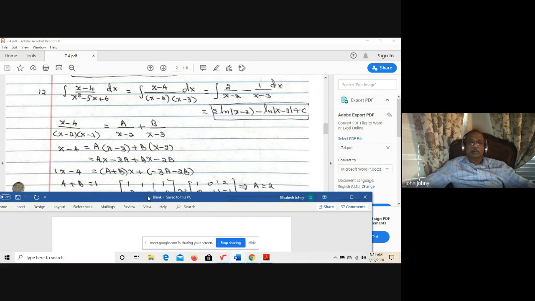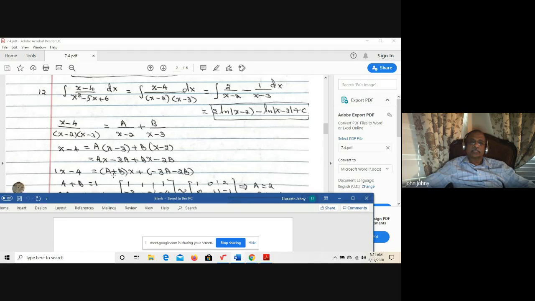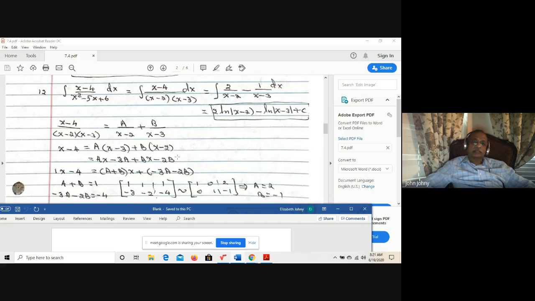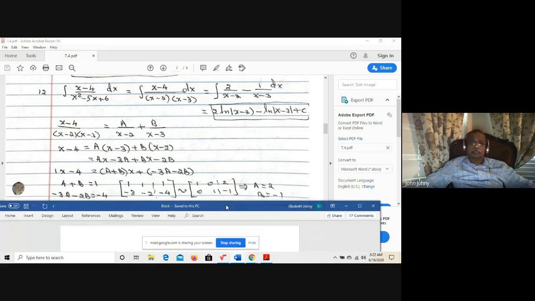And now you compare the like terms. A plus B is equal to the coefficient of x, that is 1. So A plus B is equal to 1, and negative 3A minus 2B is equal to negative 4. Now you solve that system by the method of your choice. There is nothing wrong in using the RREF feature of the calculator. If you use the RREF feature of the calculator, you are going to get A is equal to 2, B is equal to negative 1. If you do not know how to use it, I can show you. Just give me a minute.